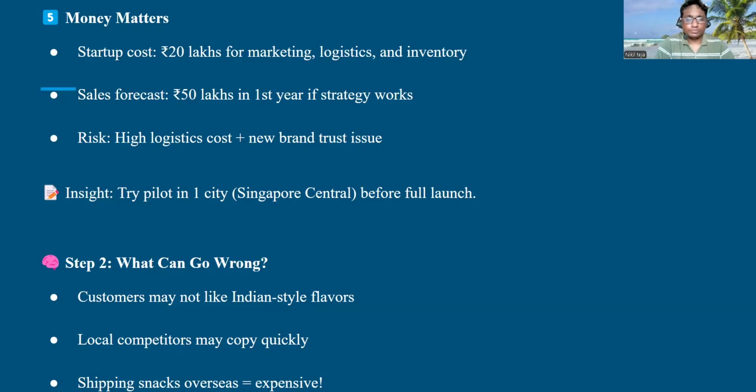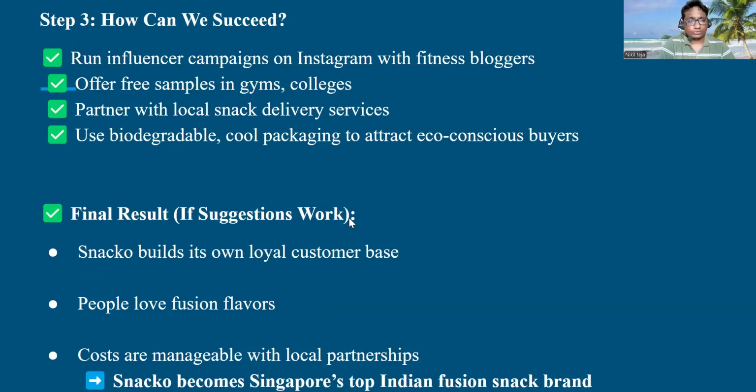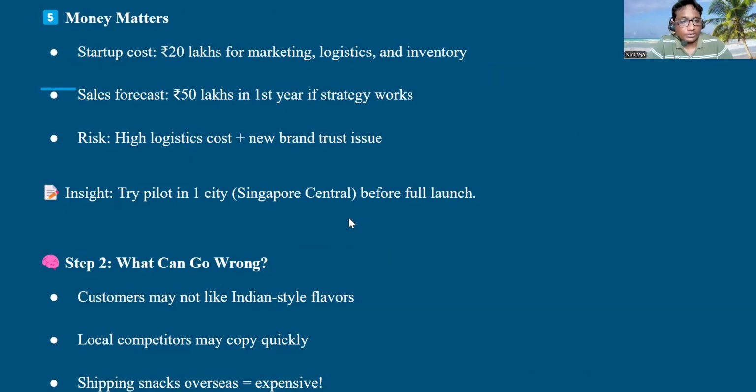Step two. The first step is that we have done a five step market entry strategy framework, right? So the second step: what can go wrong? Customers may not like an Indian style flavor. These are the assumptions, right? What can go wrong? So customers may not like Indian brands, Indian style flavors. That may be one of the assumptions, and you can call it a hypothesis.